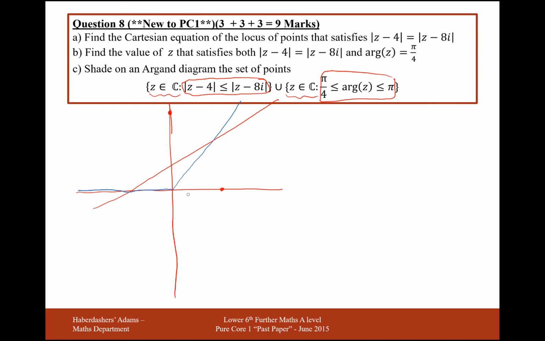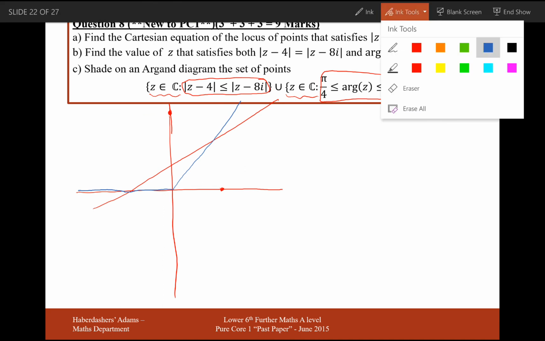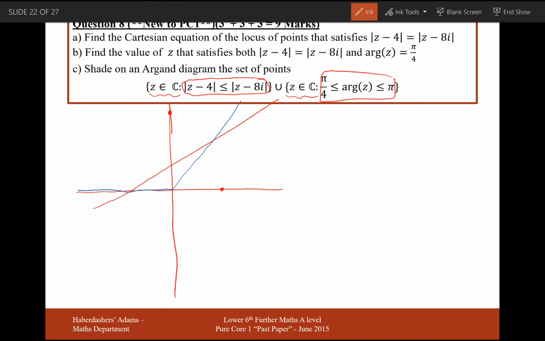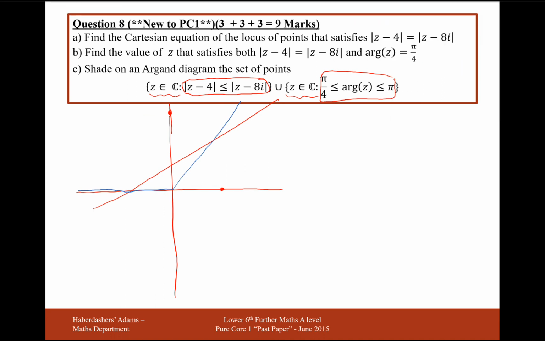So what I need for the arg of the complex number z is in between here and here. So it's in this space here. So the area that satisfies both of these conditions is this area here that I have shaded in. I'll just draw an arrow to it so the examiner can see what I mean. Great, okay, 9 marks for that question.